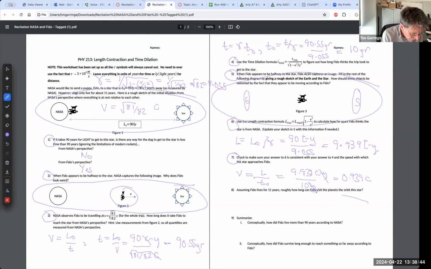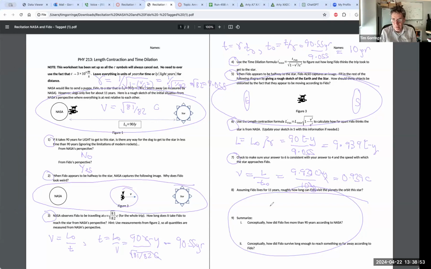And there's a few more parts down here. Let me just say a few words about them. In question 8, we're asked, how long does Fido have, if he's going to live for 11 years, to visit the planets that orbit the star? Well, assuming he visits the planets at a relatively low speed compared to the speed of light, he's used up 10 years of his life for the trip to the star. He's got 1 year of his life left to wander around and visit all the nice planets that are around this star. So there's 1 year left for his work, one year for his vacation.